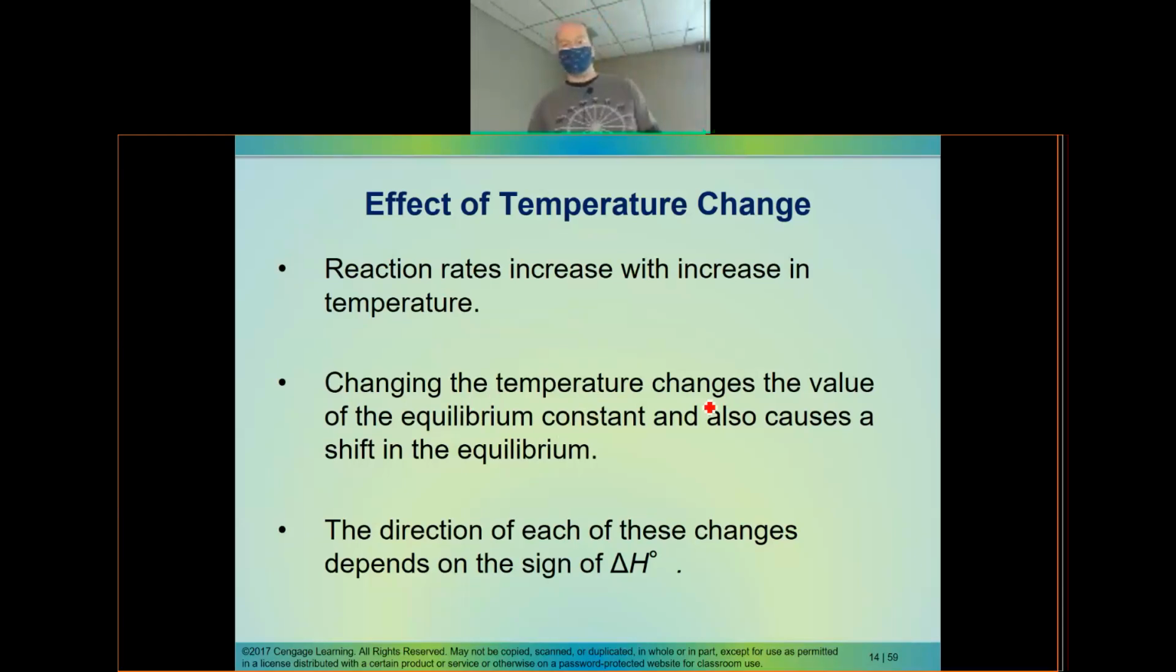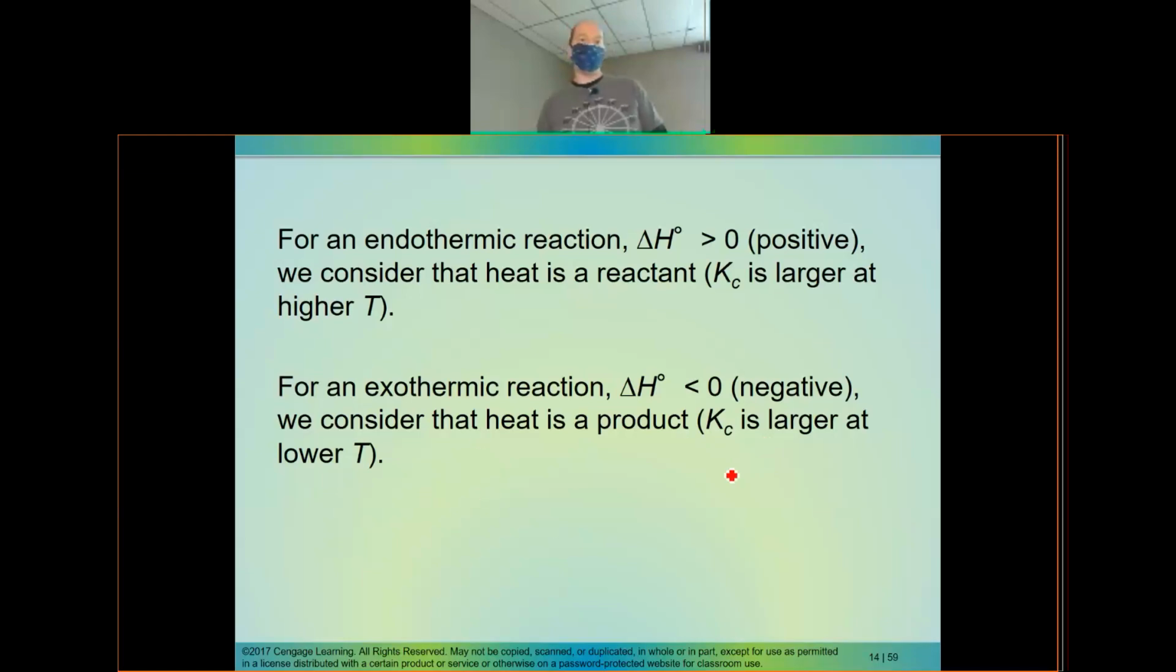Now, when we change the temperature, it's going to change the value of our equilibrium constant. It's going to cause a shift in the equilibrium. The direction of these changes, so the shift of the equilibrium, whether it's going to give more products or more reactants, is dependent on the sign of your delta H. All right, so you're either going to have an endothermic or an exothermic reaction. If your delta H is positive, then you have an endothermic reaction, and that means that heat is a reactant. So for endothermic reactions, where you have reactants going to products, heat is a reactant.